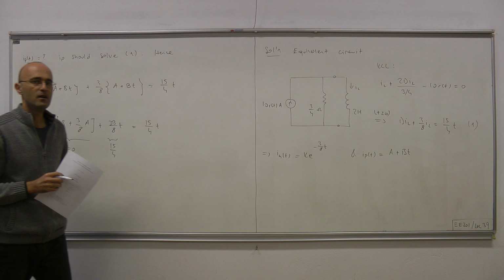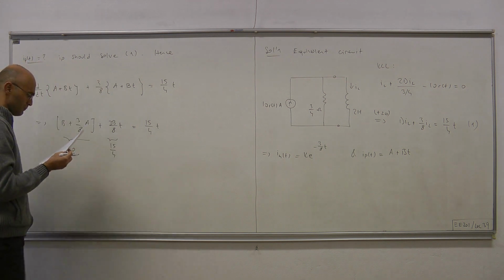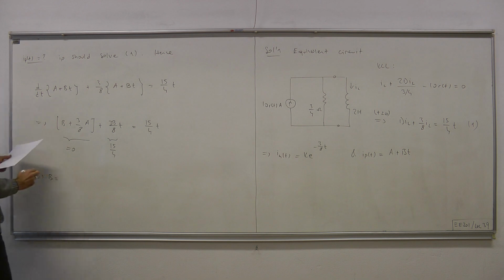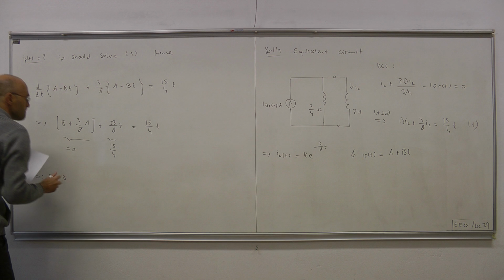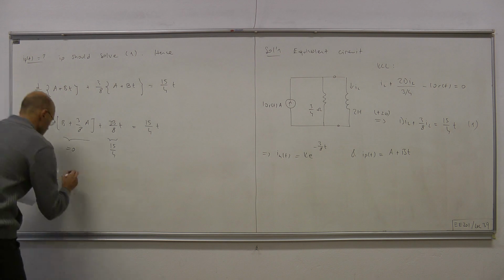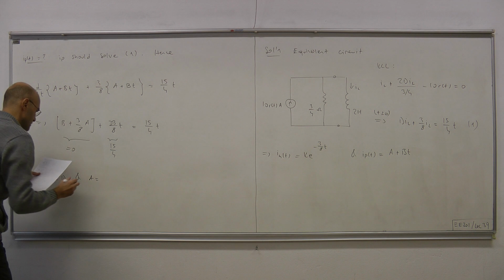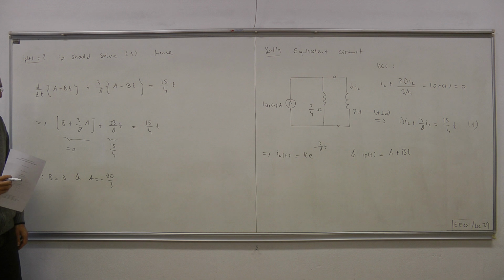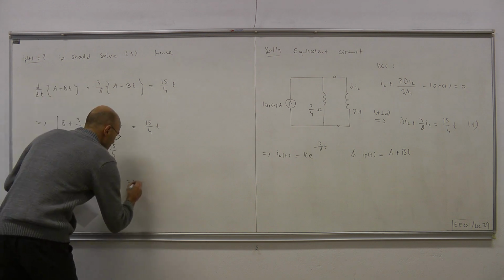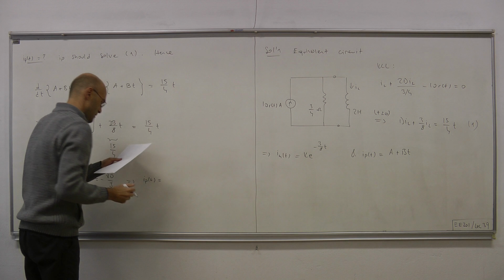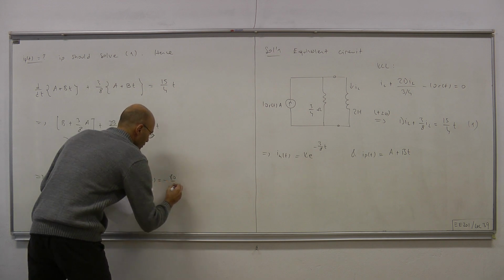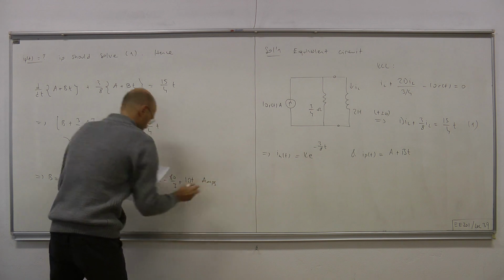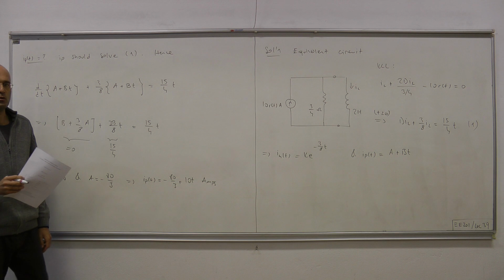So the particular solution is, figure it out. Okay, so B equals 10. And then A equals what? Minus 80 over 3. Then i_p(t) is minus 80 over 3 plus 10t amps. Okay, so we figured out the particular solution.